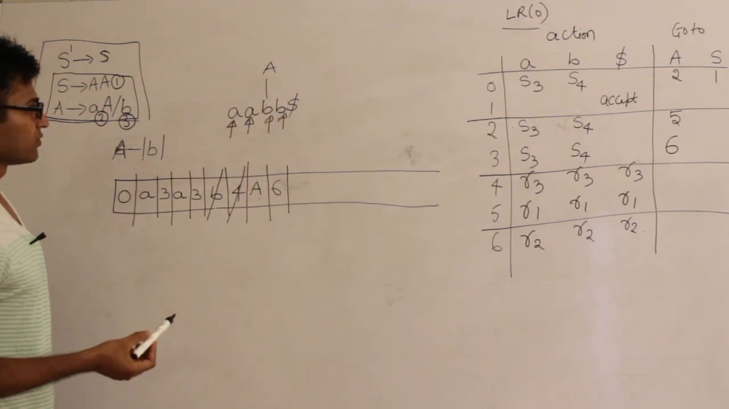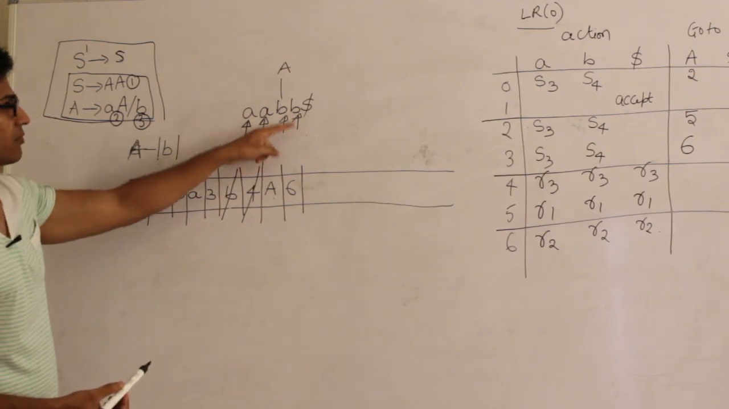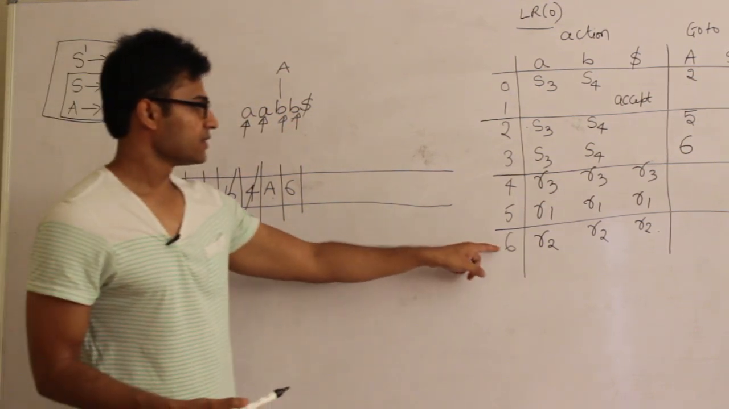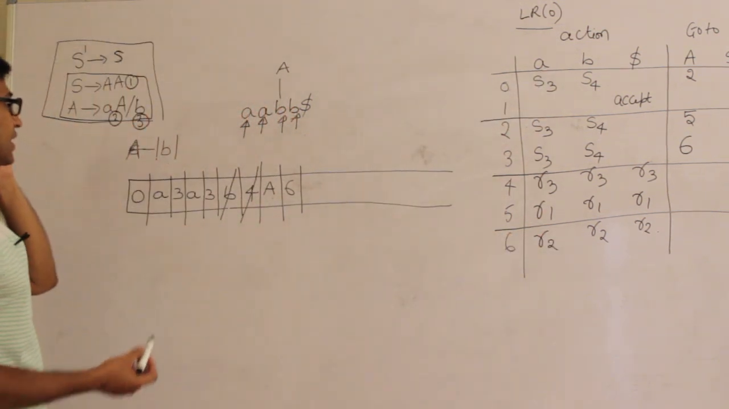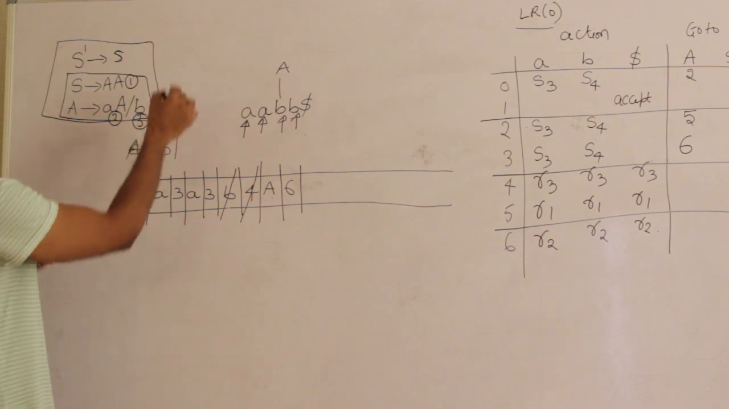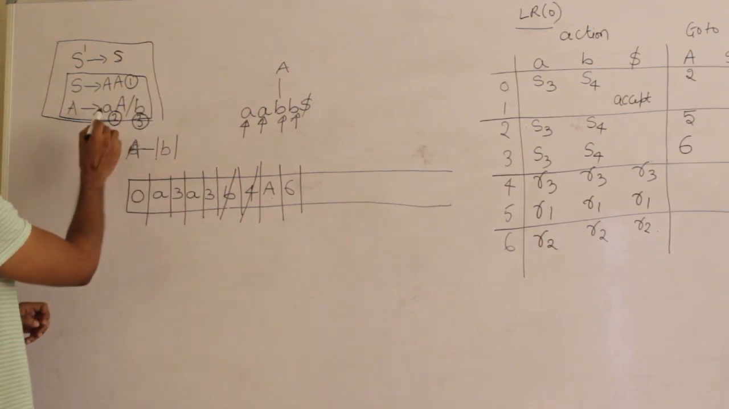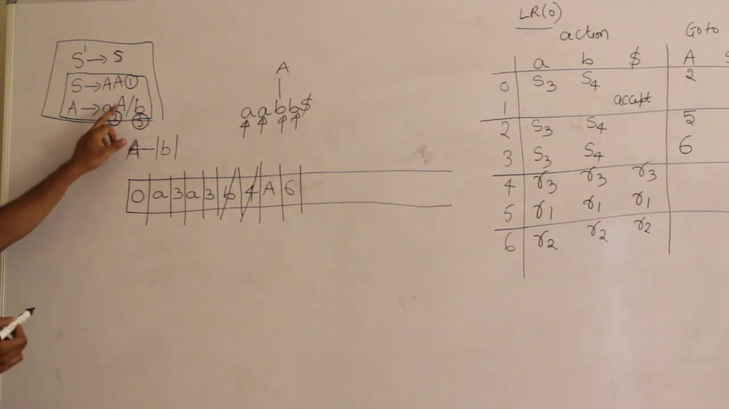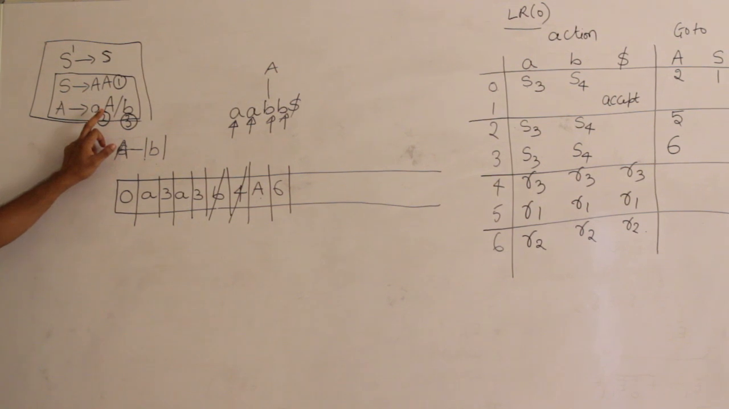Whenever we see reduce, we are not going to increment the look ahead. We are still seeing b. Now b on 6 is saying R2, which means take the production number 2. Production number 2 is what? Capital A derives AA, and then reduce it. How many symbols are there in the right hand side of production number 2? There are actually 2 symbols.